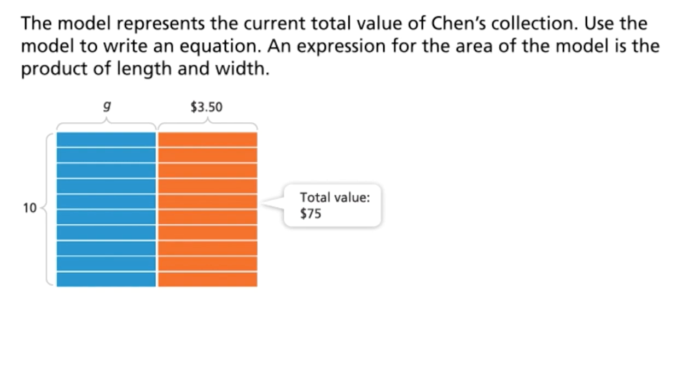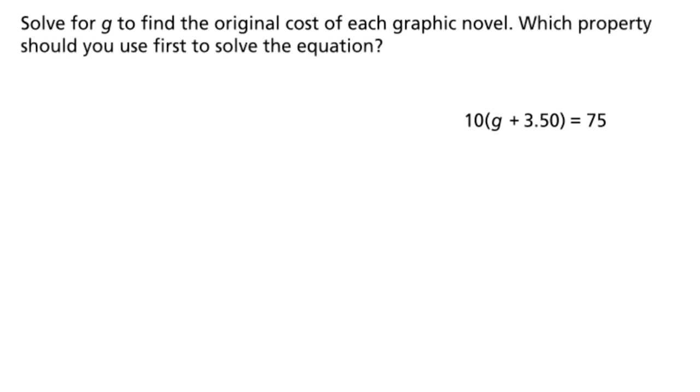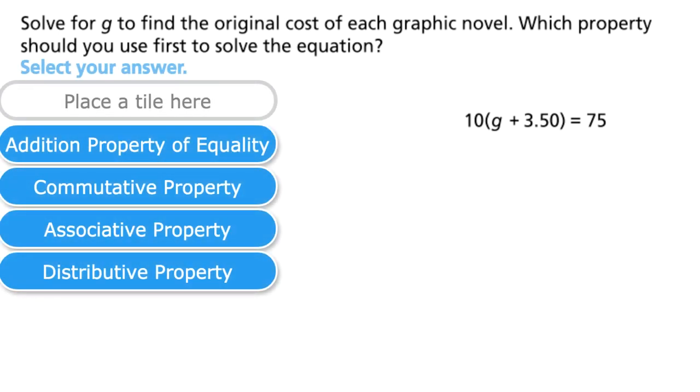An expression for the area of the model is the product of length and width. It's 10 times the quantity G plus 3.50, which we know is equal to 75. Solve for G to find the original cost of each graphic novel. Which property should you use first to solve the equation? Select your answer.